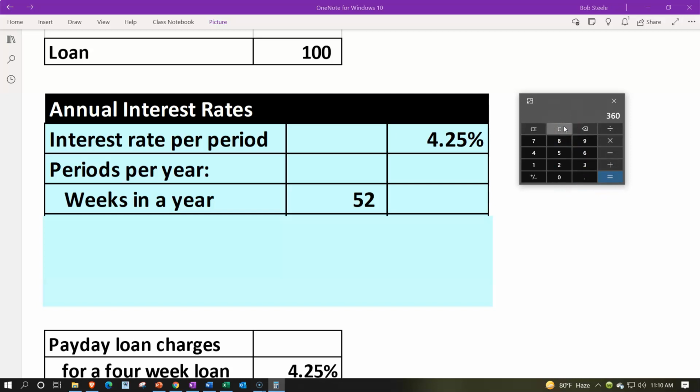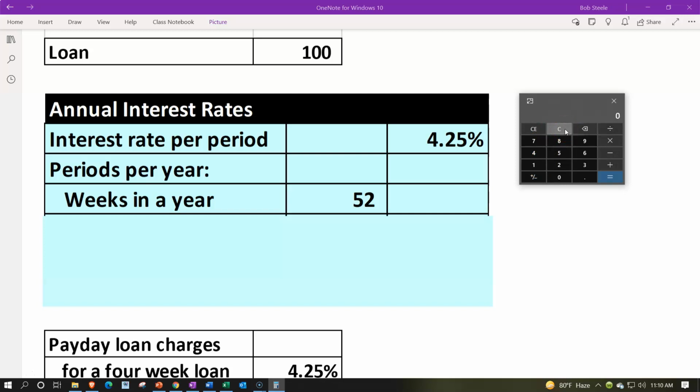And if we look at the number of weeks in a month, if we take that 360 divided by 7, we get about 52. Or if we take 365 divided by 7 days, I'm sorry, let's do that one more time. We're going to say take the 365 divided by 7, and that's going to give us about 52. So we're going to use about 52 weeks, and that's a number that you might just want to memorize.